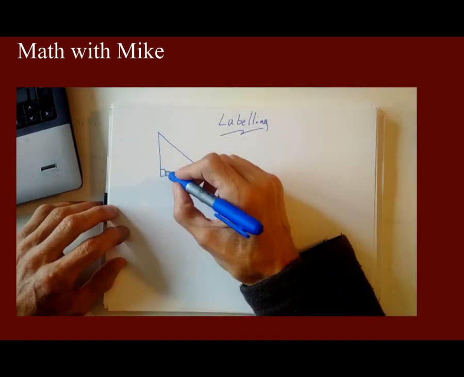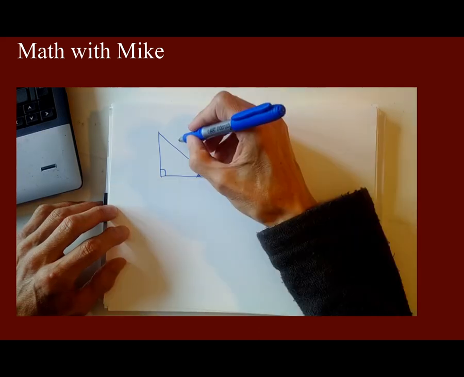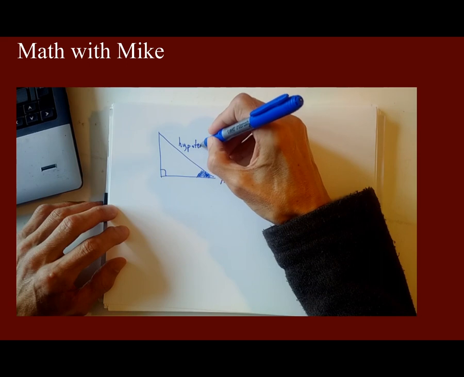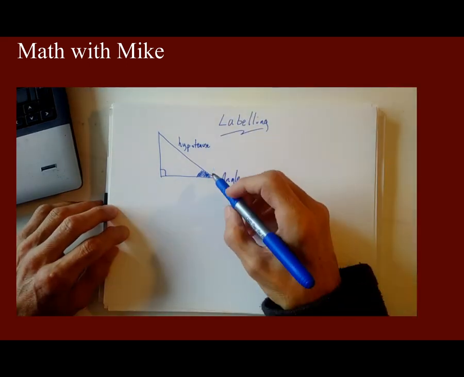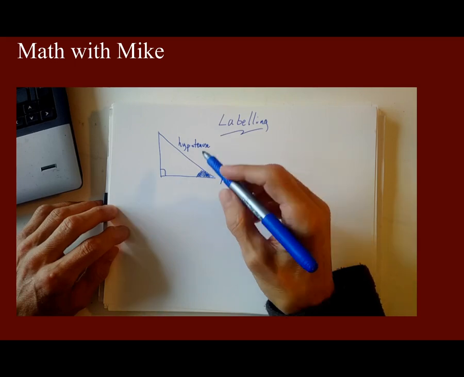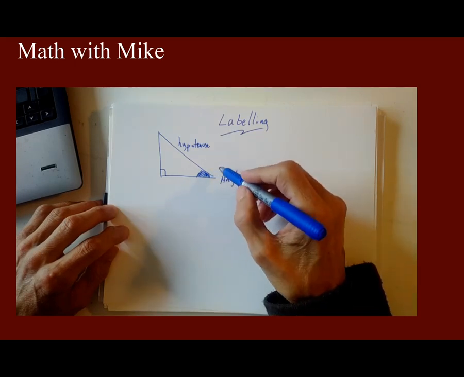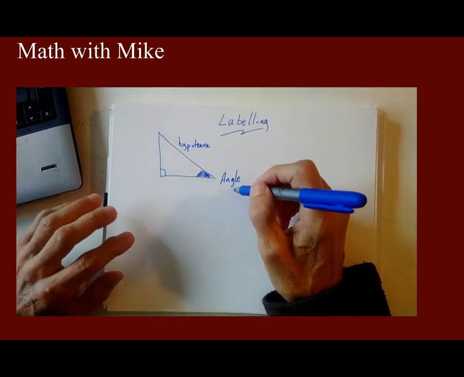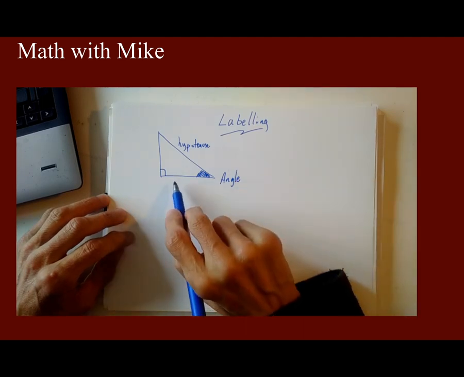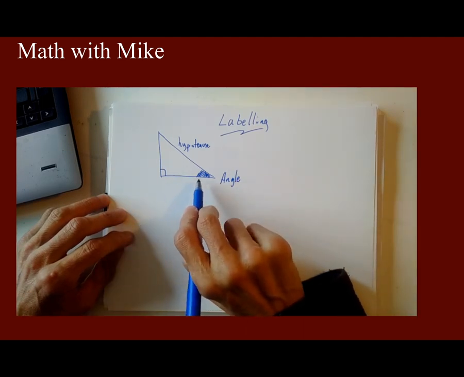The side opposite the 90, that's the hypotenuse, always. And I might add, the hypotenuse helps create whatever angle we're looking at or working with. The angle has the other side.